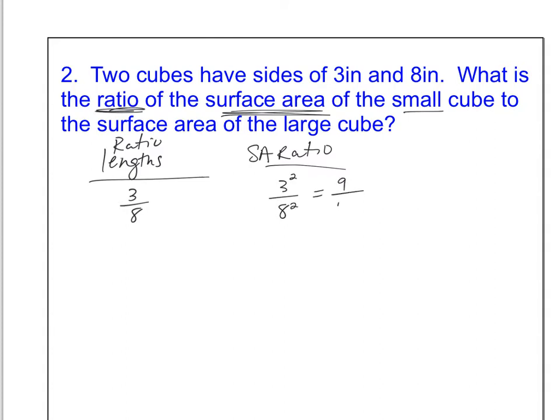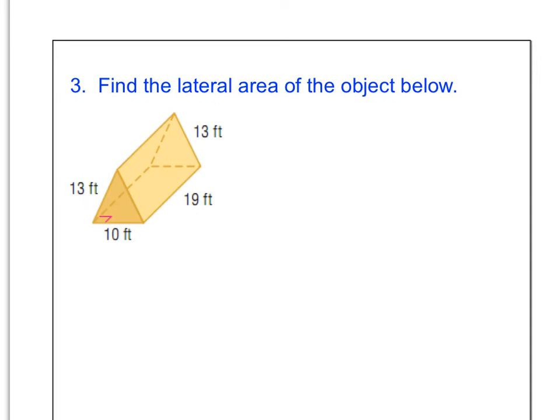So this is 9 over 64, and that is the ratio of the surface area of the small cube to the surface area of the large cube. You don't actually find the surface areas. Just take the lengths, whatever that ratio is, and square it. Please pause the video and try number 3.